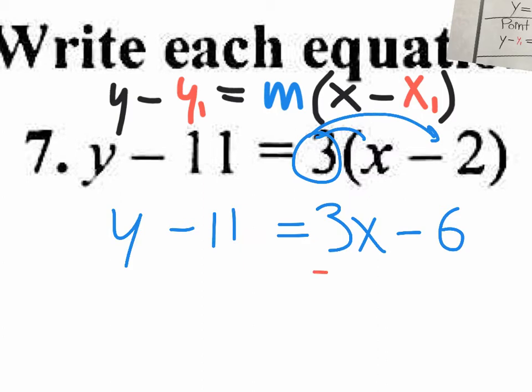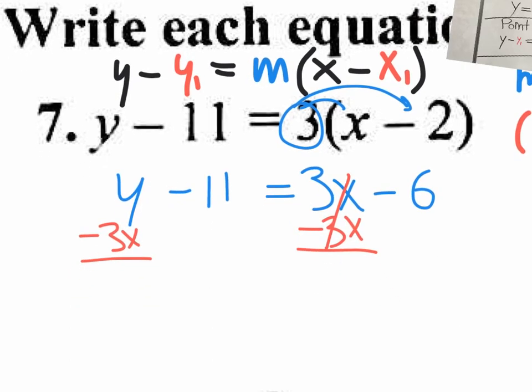I just need to move this 3x over to the left side by doing the opposite of it. 3x take away 3x is 0x's. And when you do to one side, you do to the other side. Take away 3x over here. Obviously, you cannot subtract y take away 3x. This is the reason why we're going to rewrite it. So I'm going to rewrite it with the x term first. Negative 3x, that's just disgusting. I need to fix that. So negative 3x plus y minus 11 equals -6.